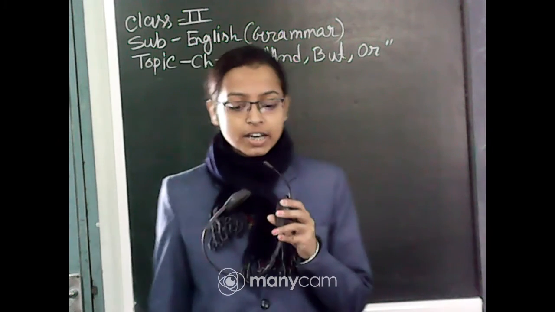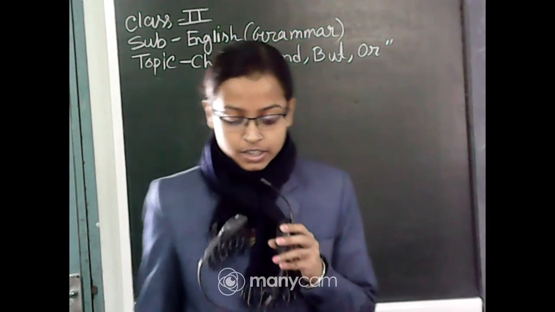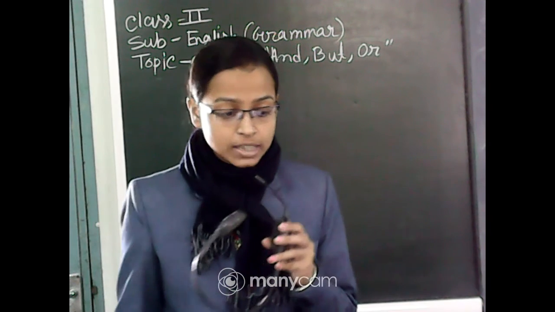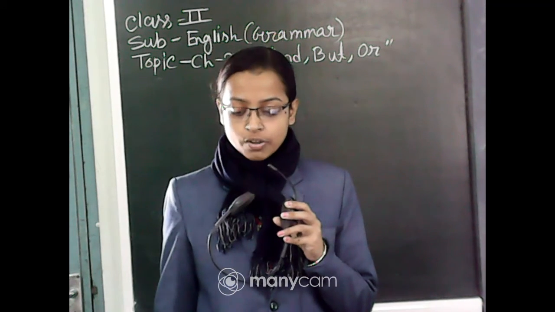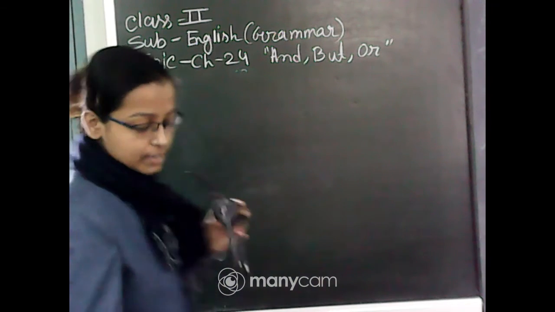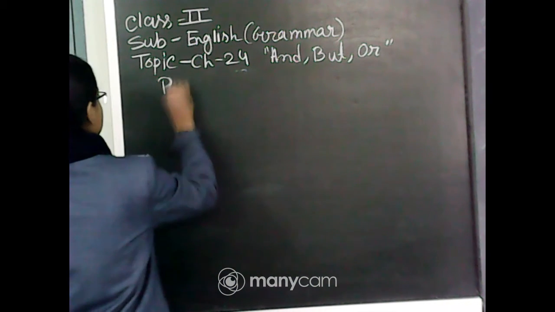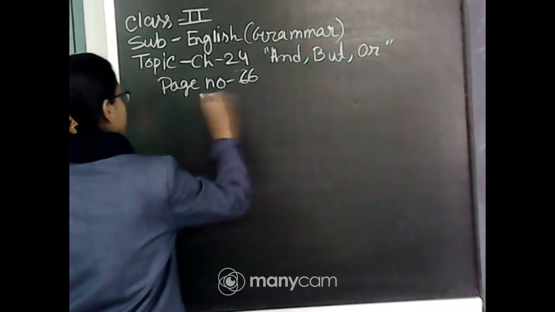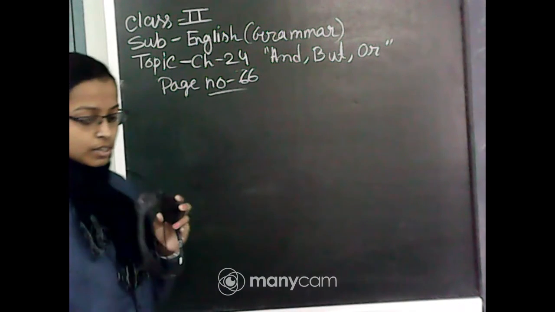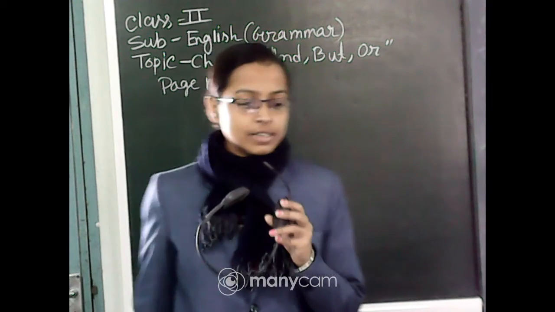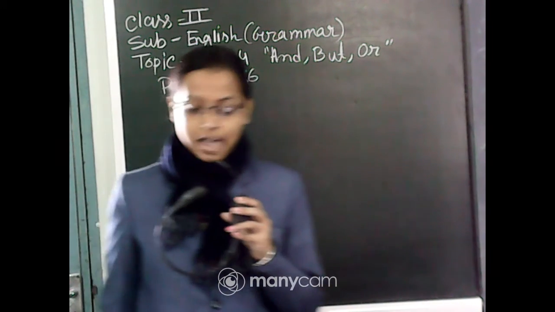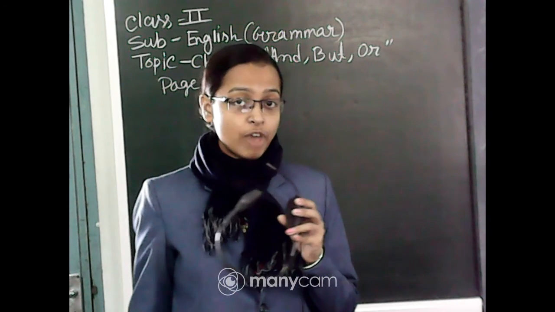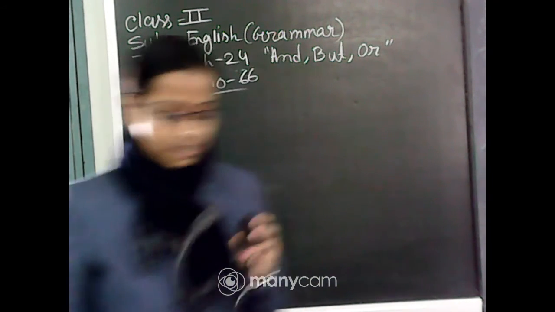Okay, I have continued, and today I continue with the chapter. You can see chapter number 24, and, but, or. So open page number 66 of your grammar book. Page number 66 of your grammar book. First, let's understand where we will use and, but, or. Let's take the example from your book, where we will use and. First, let's see.